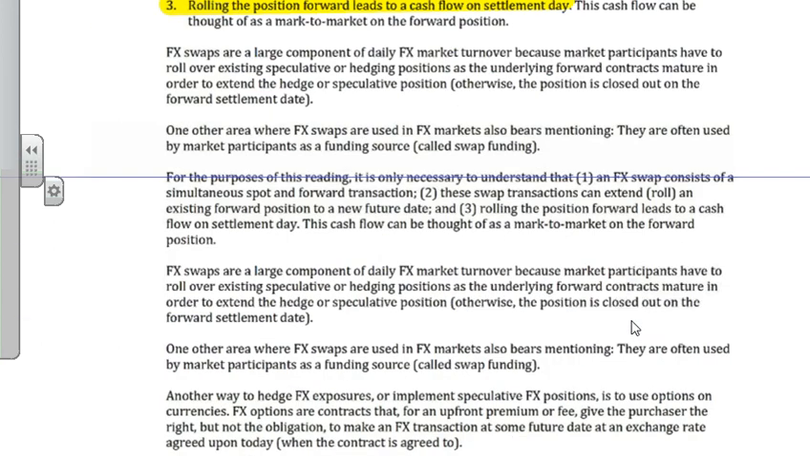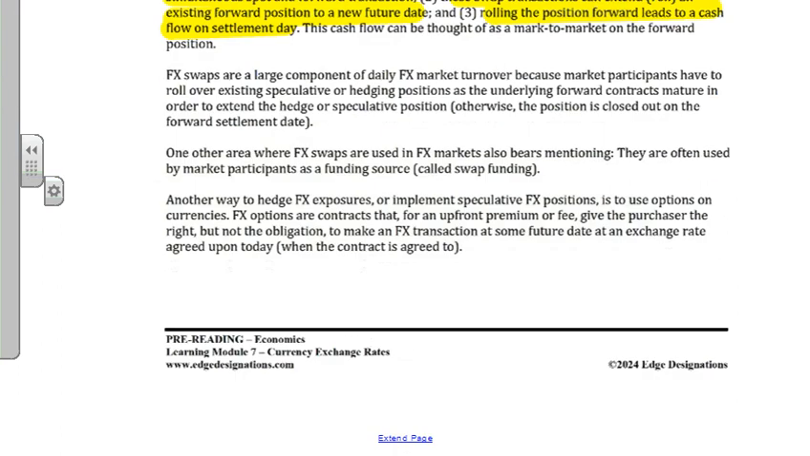Okay, and just in terms of what we need to take out from this particular reading, a forex swap consists of, at exactly the same time, a spot transaction, as well as a brand new forward transaction. These swap transactions extend or roll the position to a new date, and we spoke a bit earlier, at the particular date that they expire, the first one, there is what we call a cash settlement on that particular date. Okay, and I'm not going to spend too much more time then on that.